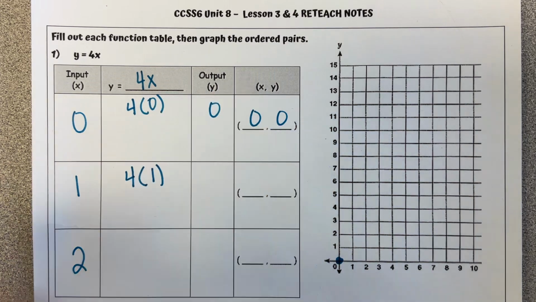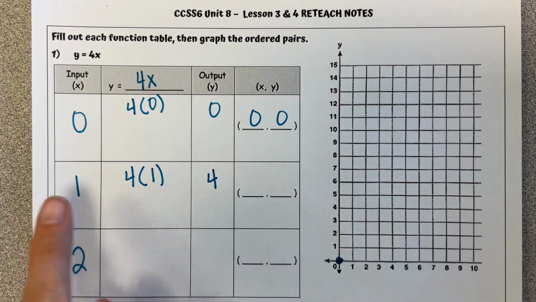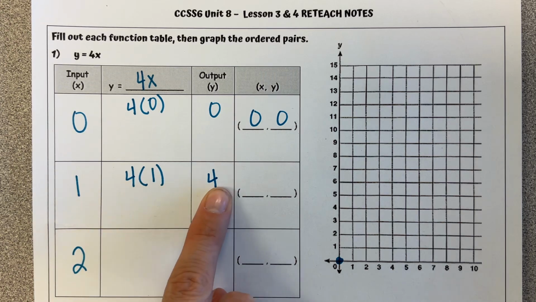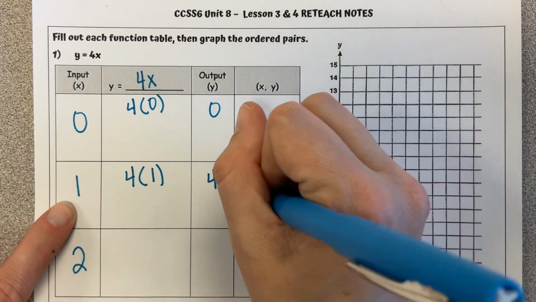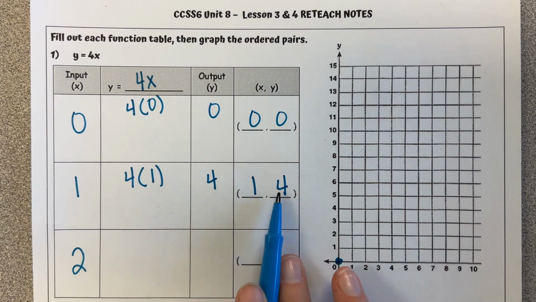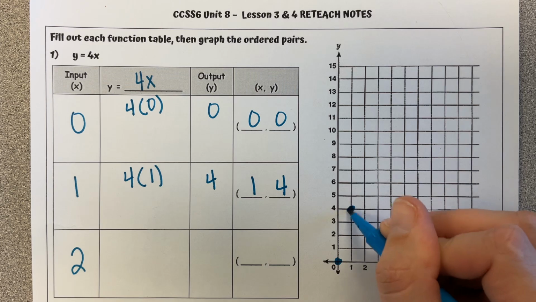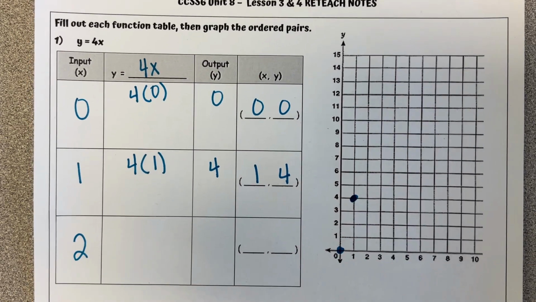Next point, I'm plugging in 1. So 4 times our input of 1 is 4. That gives us an output of 4. So we put 1 in, multiply it by 4, we get 4. So our x value is 1, our y value is 4. So we've got the ordered pair 1, 4. So we're going to 1 on the x-axis, up to 4 on the y-axis.